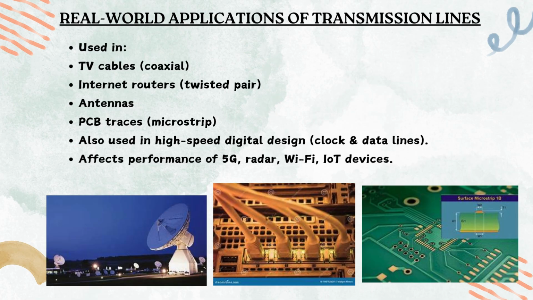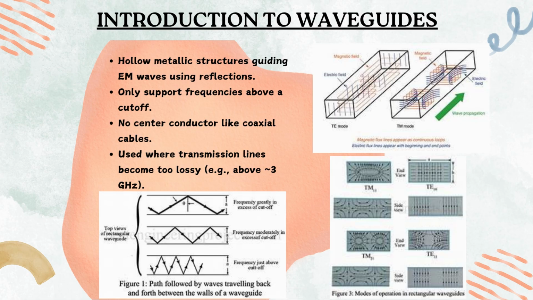So the next is real-world applications of transmission lines. Transmission lines are everywhere. Coaxial cables connect your TV or routers to the outside world. Twisted pair lines form the backbone of telecommunication and Ethernet networks. Microstrips are used on PCBs to transport high-frequency signals. They are crucial in high-speed digital design, including 5G networks, Wi-Fi systems, and even in your IoT devices.